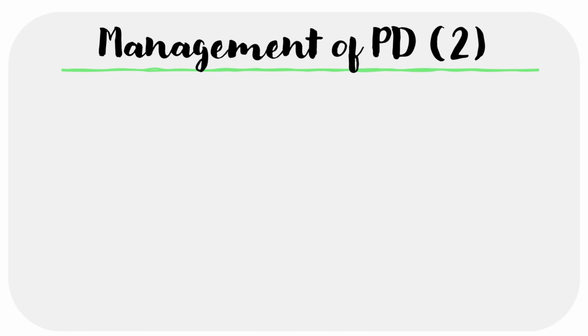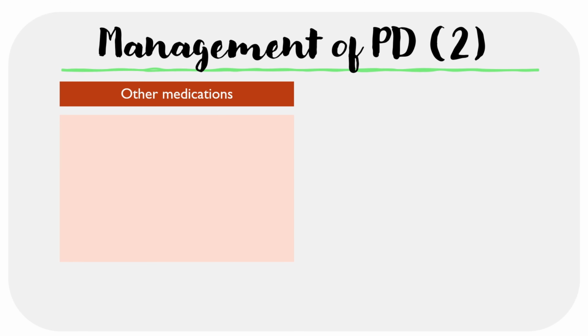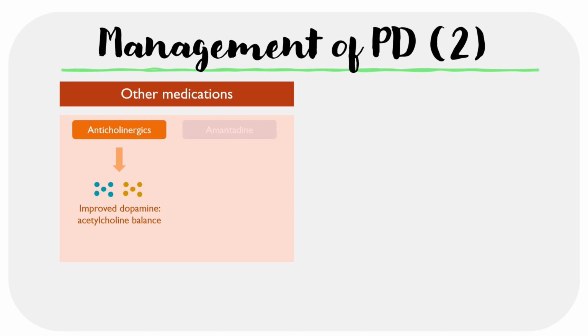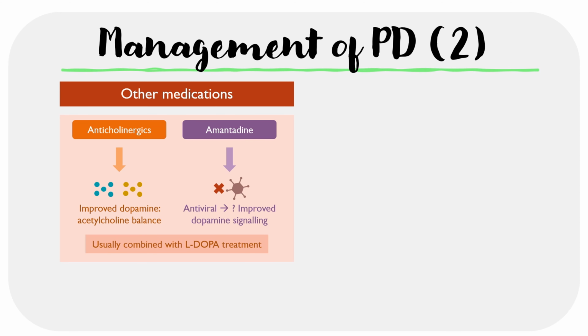There are also some other medications which can be used to help with the symptoms of Parkinson's disease. For example, there are anticholinergics, which basically help to improve the level of dopamine and acetylcholine balance. And there's a drug called amantadine, which is actually an antiviral agent that has been associated with improved dopamine signaling. These medications are often combined with L-dopa to exhibit their full effects.